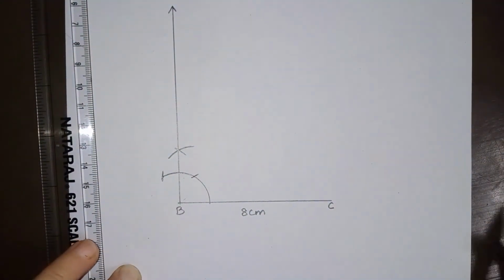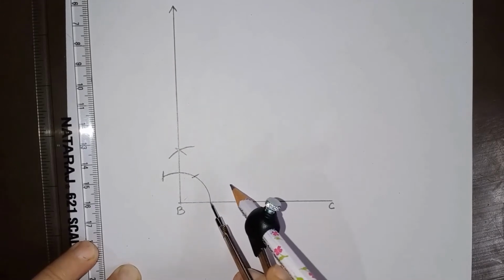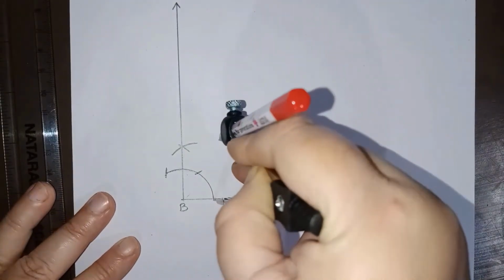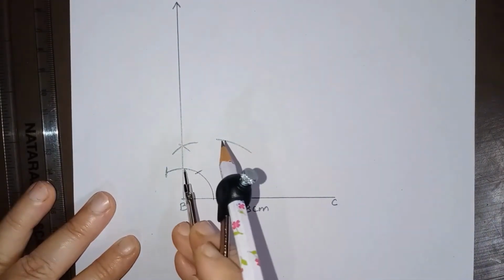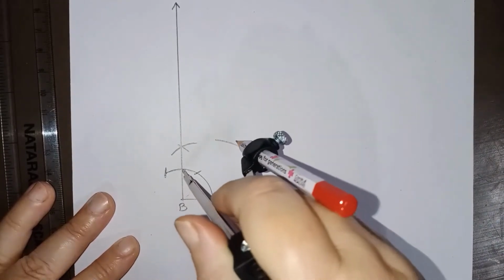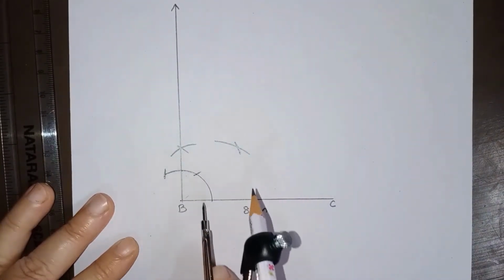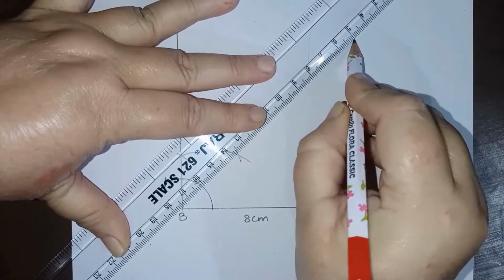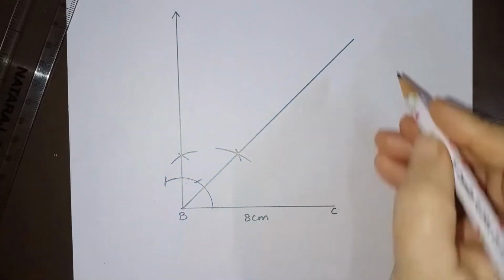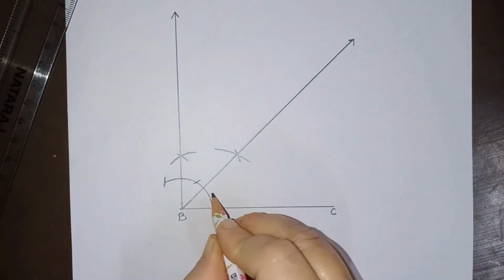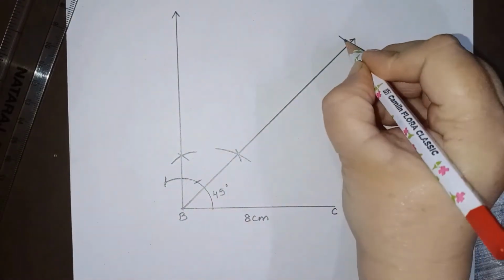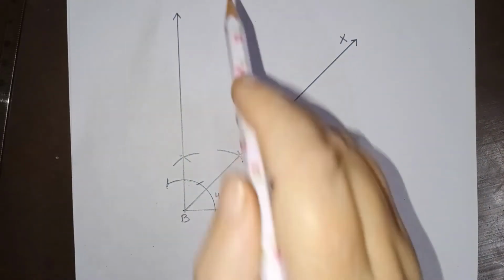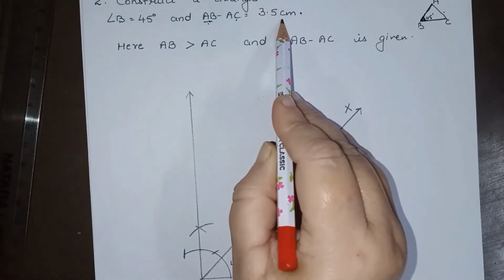Now 45 degree, to draw 45 degree we will draw bisector of 90 degree. So bisector of 90 degree will be like this, and from this point where this 90 degree is intersecting the very first arc. So point of intersection of arcs is joined with B. So this is an angle of 45 degree at B, and let this angle be XBC.